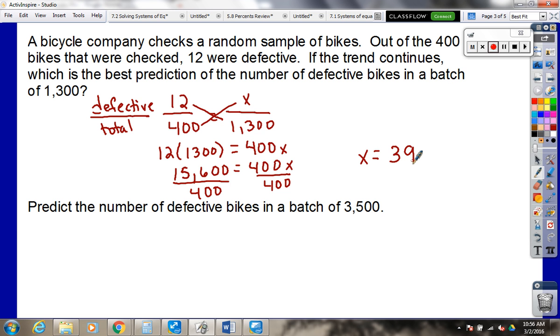Okay, next I want you to try this one. Using the same data, predict the number of defective bikes in a batch of 3,500. If you're trying this at home, this would be a good time to press pause and try it on your own before we compare the solution.